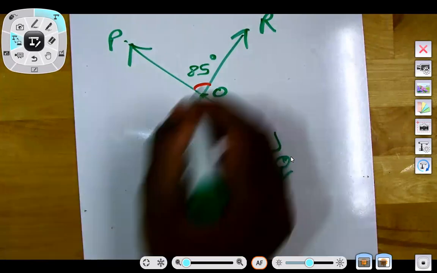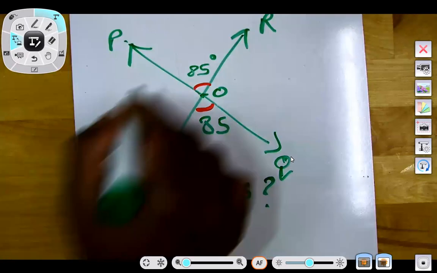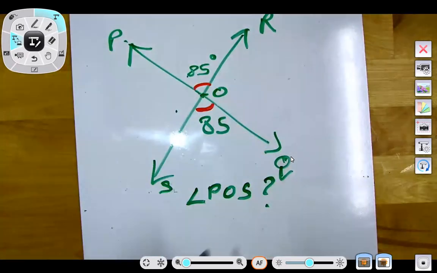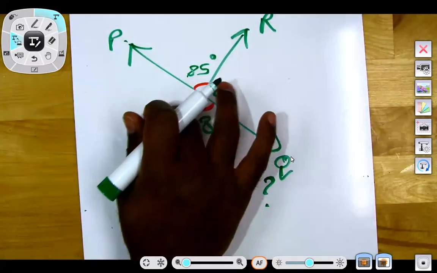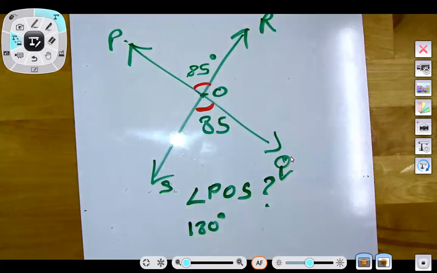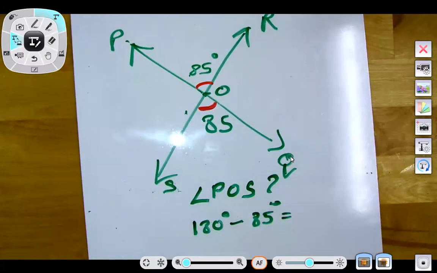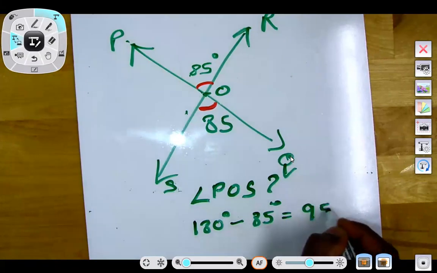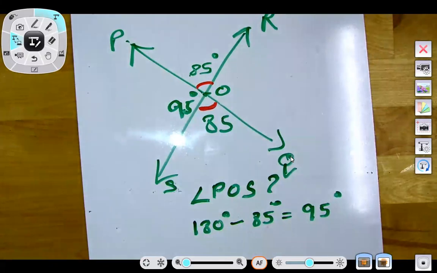You know this is a straight line, and this is 85. What is this? You know in a straight line you have 180 degrees, and you have 85, so you have to subtract that to find this angle: 180 minus 85 degrees. That is going to be 95 degrees. See how I find it?